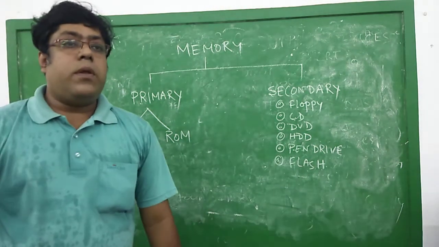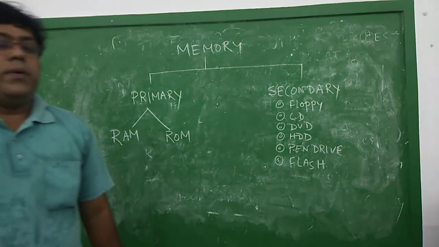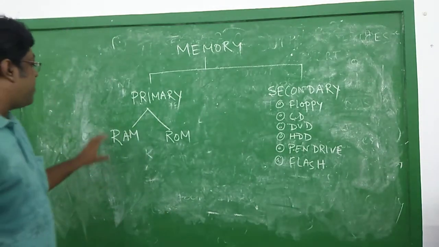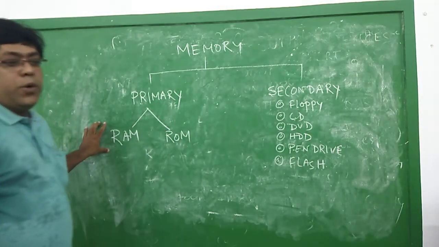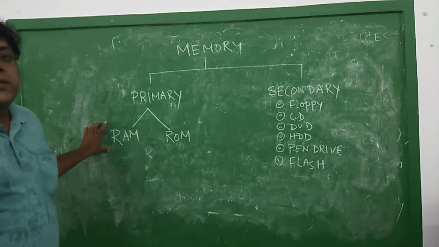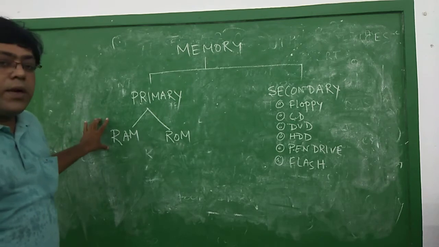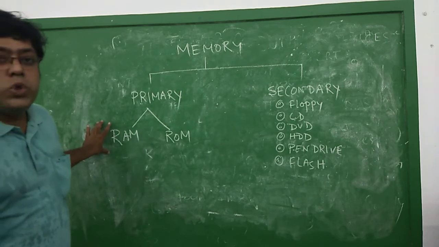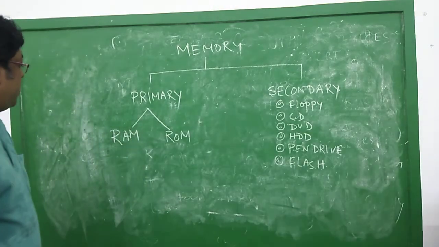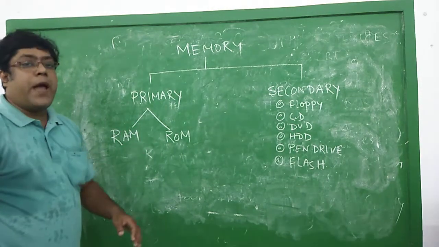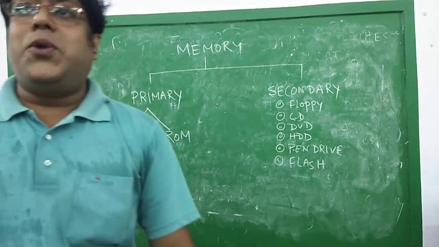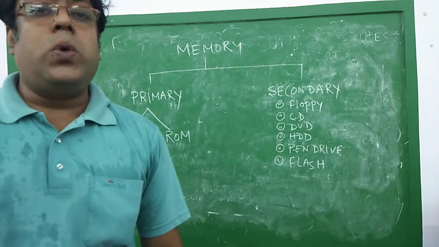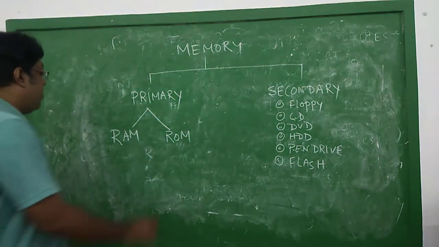without primary memory we are unable to run a computer, because this type of memory is required to run a computer system. We can classify our primary memory into two different categories. First one is RAM.